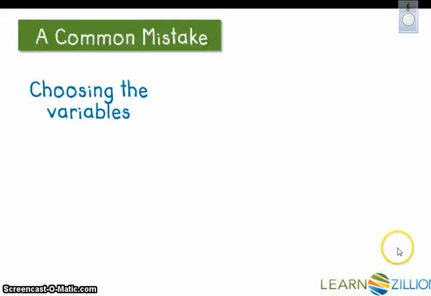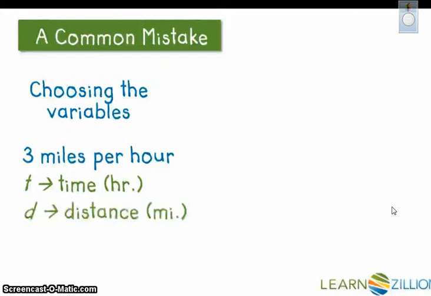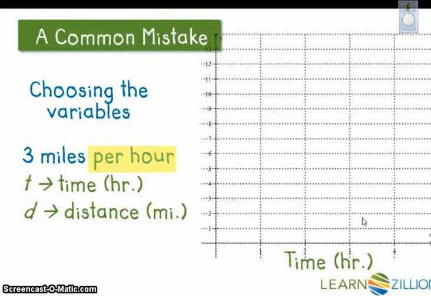There are a couple of common mistakes we need to be careful about. Suppose you're talking about 3 miles per hour, and suppose you use t and d as your variables for time and distance. Which one is the independent variable? Which one goes on the x-axis? Well, in a unit rate, the one that is after the word per, the one that we have one of, is the independent variable. It goes on the x-axis. 3 miles per 1 hour. So time, or the number of hours, goes on the x-axis.